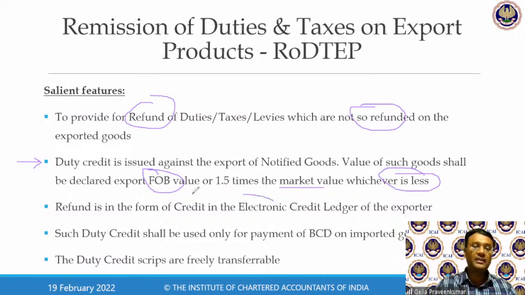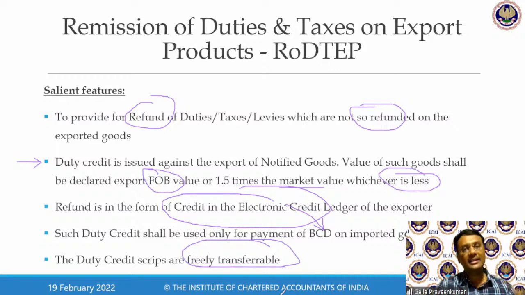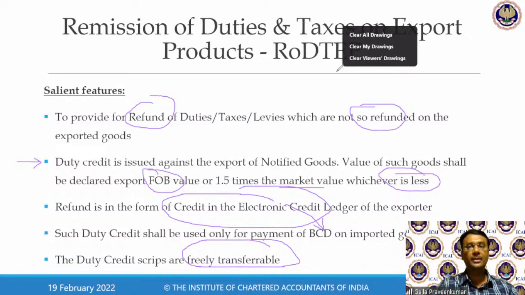And that money, whatever is calculated, will be credited back to my electronic credit ledger. And this money I can use for payment of basic customs duty. And can I transfer? Yes, I can transfer. Whatever scrip I got, I can use it for myself, or I can transfer it to some other interested importer.